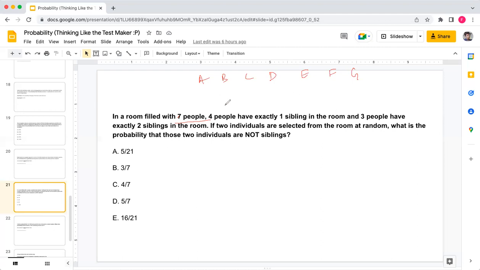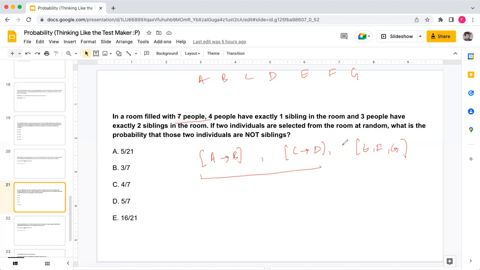So if I want to make this, I consider A and B as one pair, C and D as a second pair, and E, F, G as a third group. That means that 4 people have exactly 1 sibling. These are 4 people, each of them having 1 sibling. A is a sibling of B and B is a sibling of A. C is a sibling of D and D is a sibling of C. So these 4 have exactly 1 sibling.